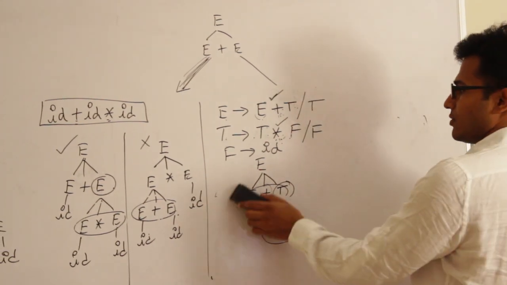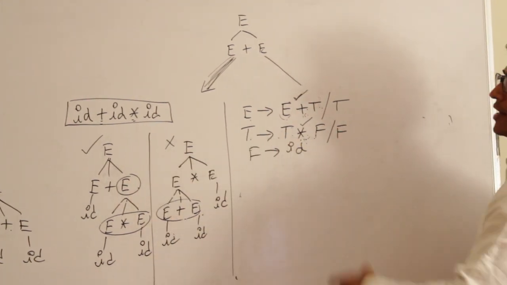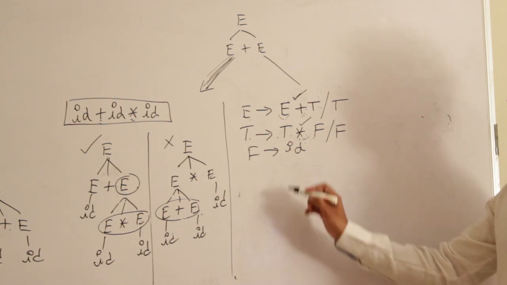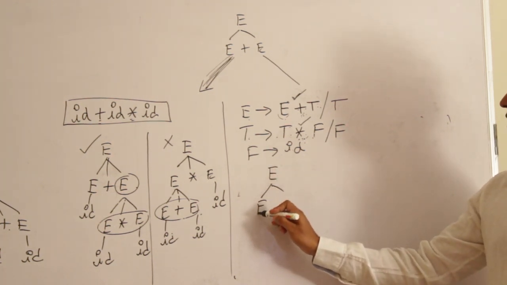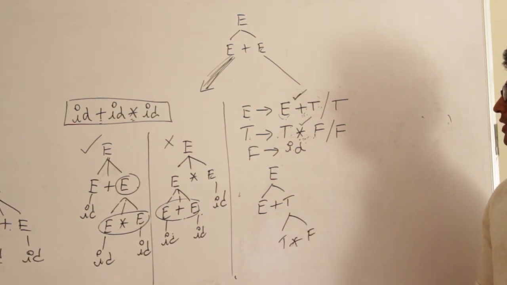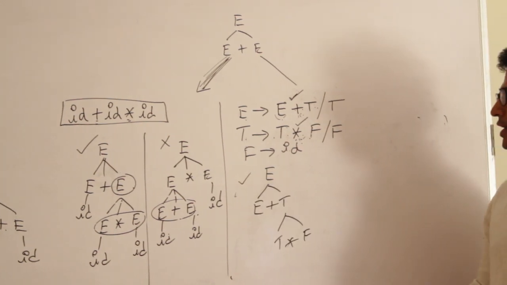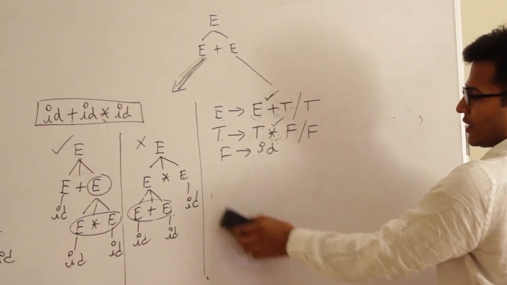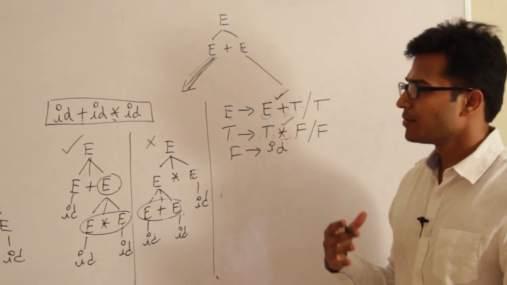So in this particular example, if you have to generate ID plus ID star ID, then E will derive E plus T, and then T will derive T star F. You will not get any other combination other than this. Therefore, the grammar is unambiguous. So we have seen two rules. The earlier grammar failed because it was not taking care of associativity and precedence.